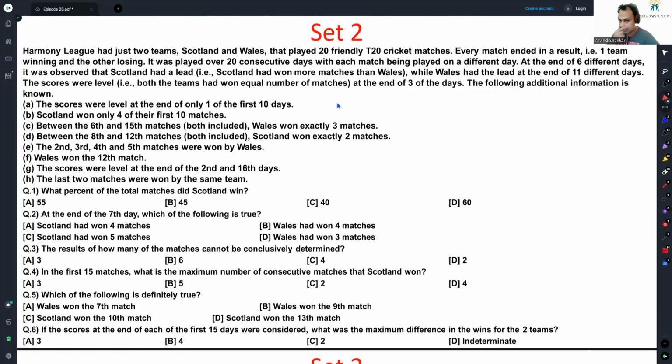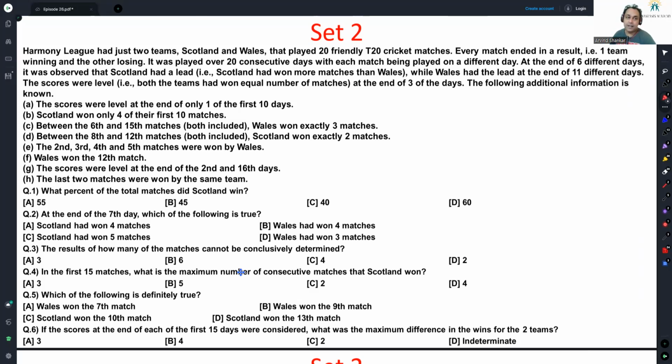Okay, let's get to set 2 now. Harmony League had just 2 teams, Scotland and Wales, that played 20 friendly T20 cricket matches. Every match ended in a result. That is one team winning and the other losing. It was played over 20 consecutive days, with each match being played on a different day. Okay, 20 matches on 20 different days.